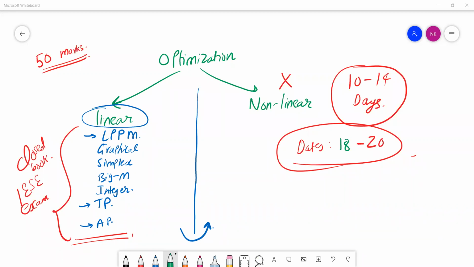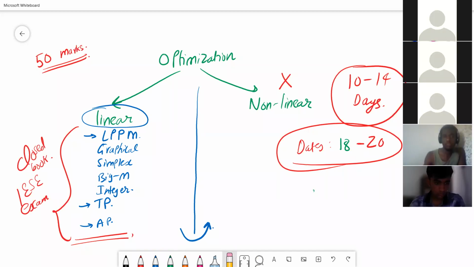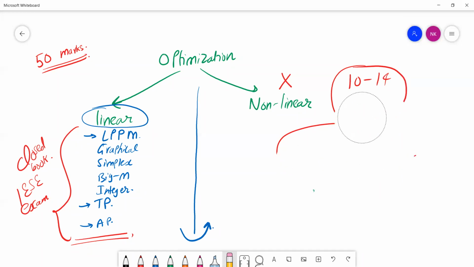So let's see, I'll be finalizing the date. It's 18, 19, 20, so it is nothing but Saturday, Sunday, Monday. I'll be finalizing the date and declaring it to you. Okay. So does anybody have any question regarding this declaration of the ESE component, the first exam?